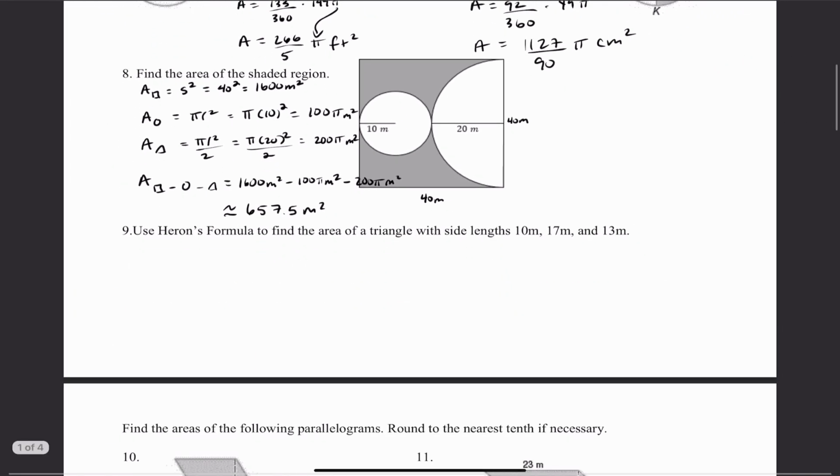And then number 9, this is really easy because it's saying use Heron's formula to find the area of a triangle with side lengths 10 meters, 17 meters, and 13 meters. What's the first thing that we need to do? Number 1, you need to find the semi-perimeter. The semi-perimeter is essentially adding up all the sides. So S is equal to 10 plus 17 plus 13, all over 2.